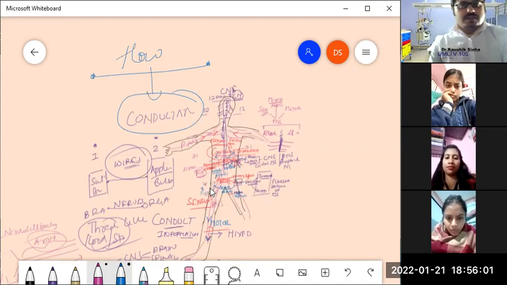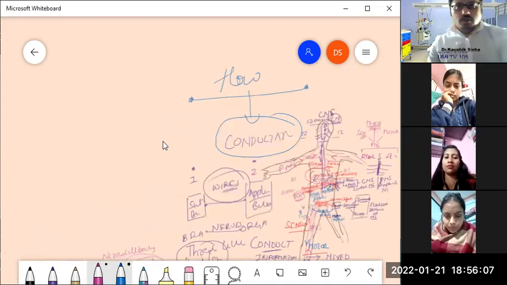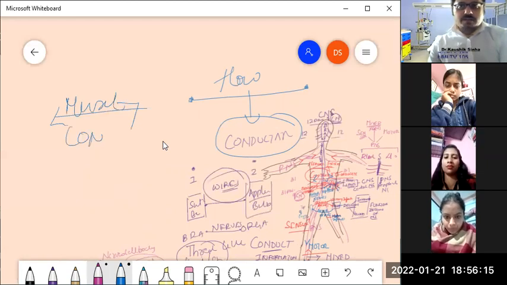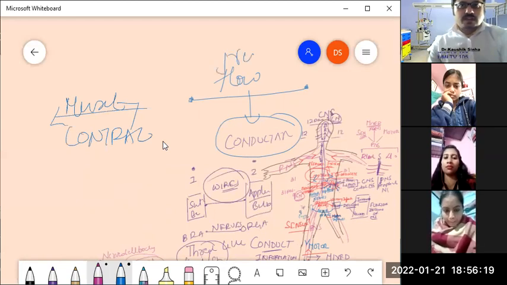And this is the function of a nerve. The nerve is to conduct, contrasting to the function of the muscle, which is to contract. So if this is a muscle, in that case, it would contract. But if this is the nerve, then in that case, it would conduct.